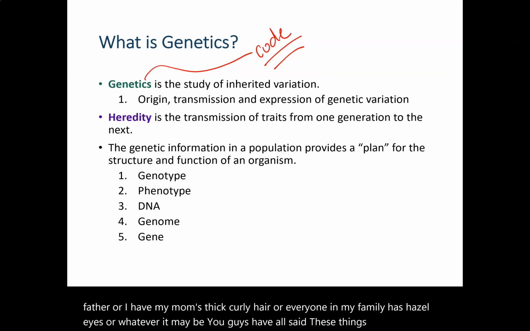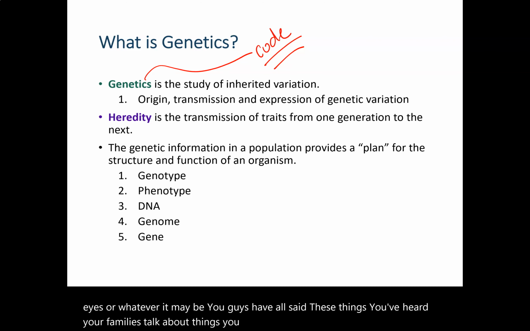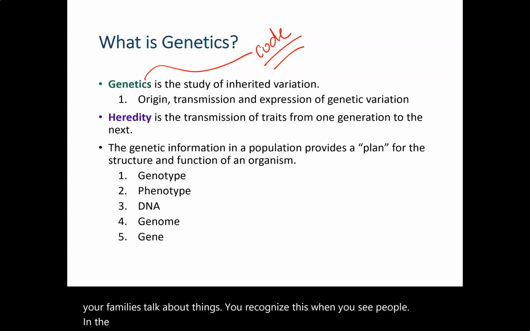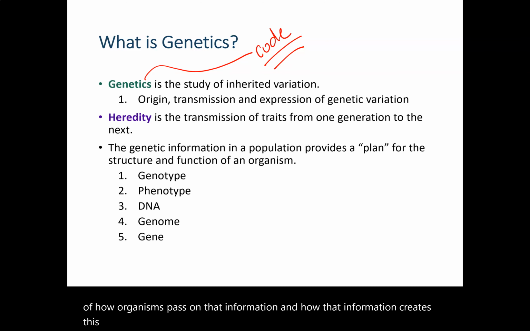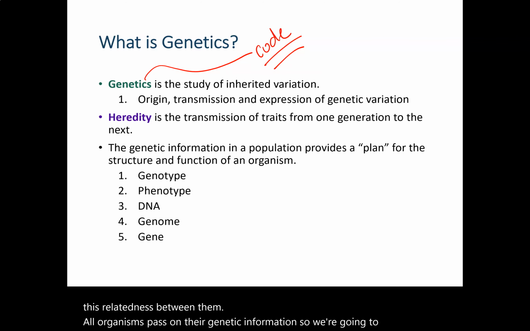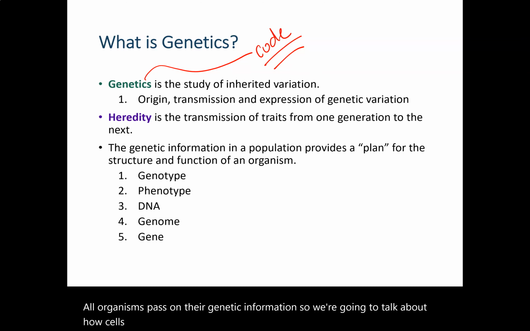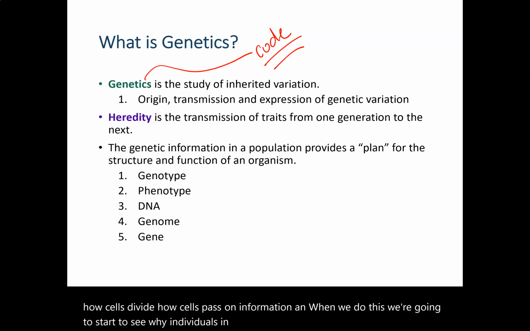You've heard your families talk about things. You recognize this when you see people in the same family together. They share these traits. So genetics is the study of how organisms pass on that information and how that information creates this relatedness between them. All organisms pass on their genetic information. So we're going to talk about how cells divide, how cells actually pass on information. And when we do this, we're going to start to see why individuals in families start to look like each other.